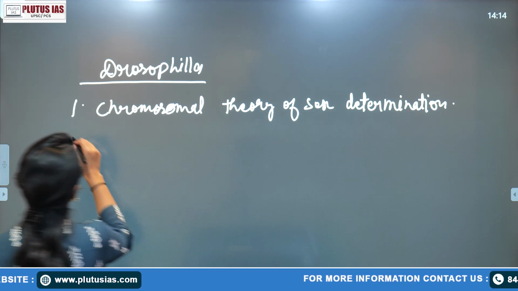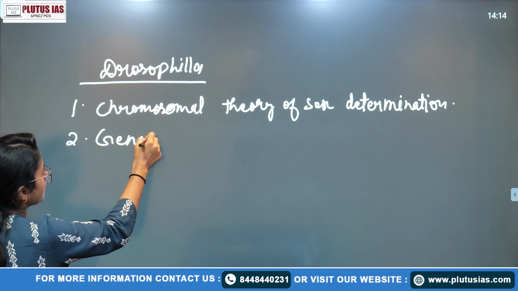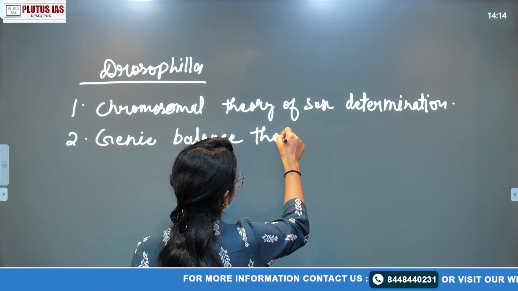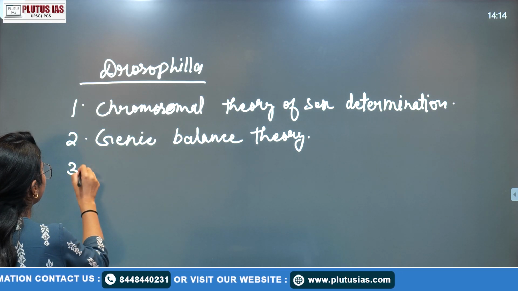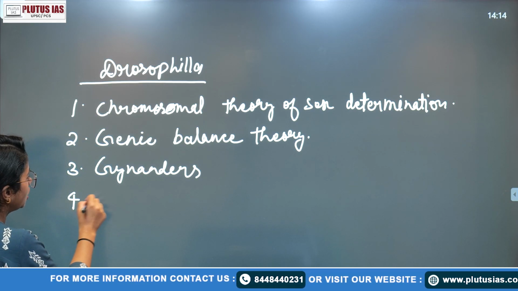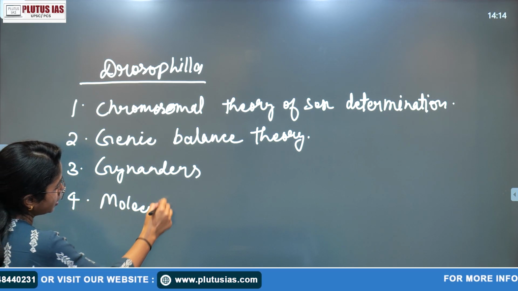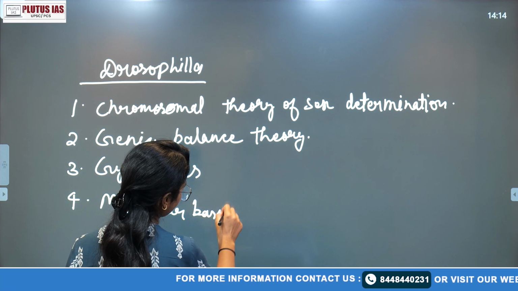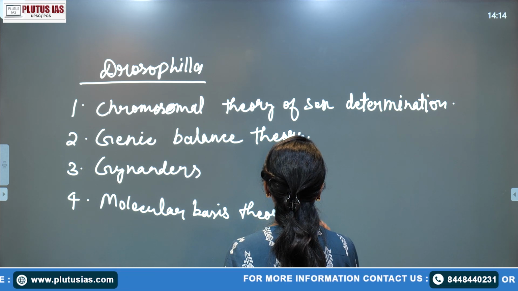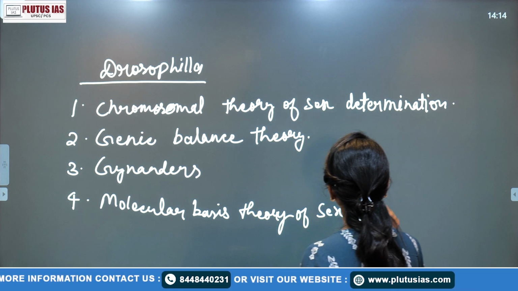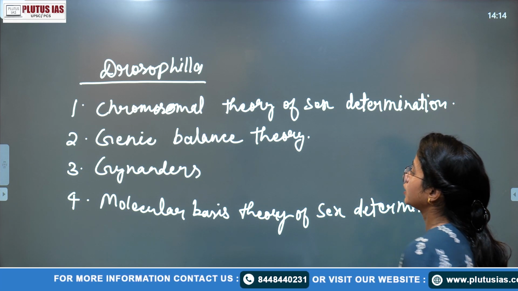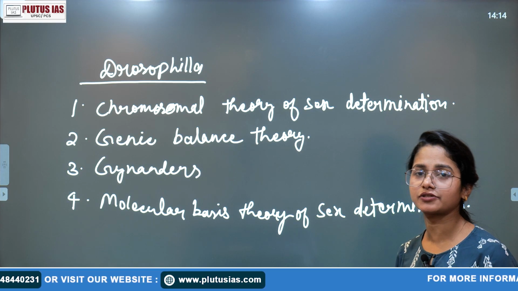Okay. What is the second? Genic balance theory. What is the third? Gynandromorphs. And the fourth is the molecular basis theory of sex determination. Okay, so there are mainly 4 theories of sex determination in Drosophila.